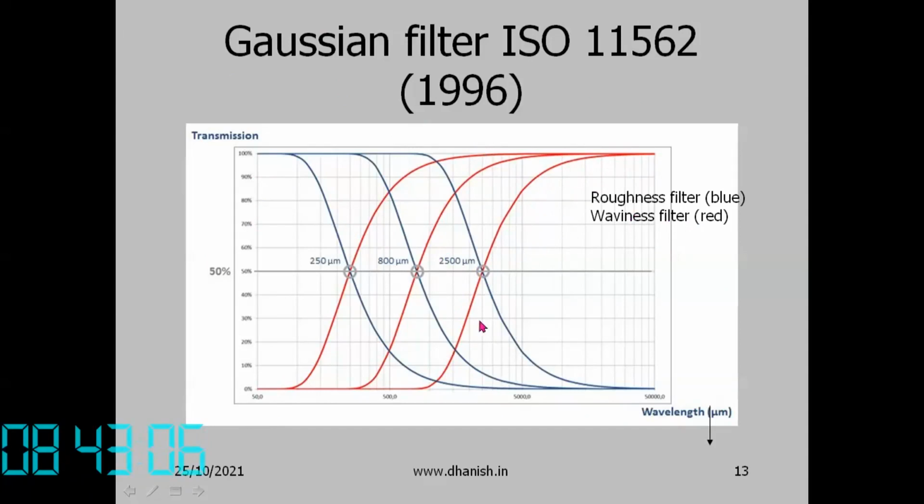But it's not exactly vertical, so we have to standardize the shape. Every company has to obtain this shape. So this was standardized. The Gaussian filter was defined as the default filter. If you don't mention anything in the specification, then the Gaussian filter has to be used.